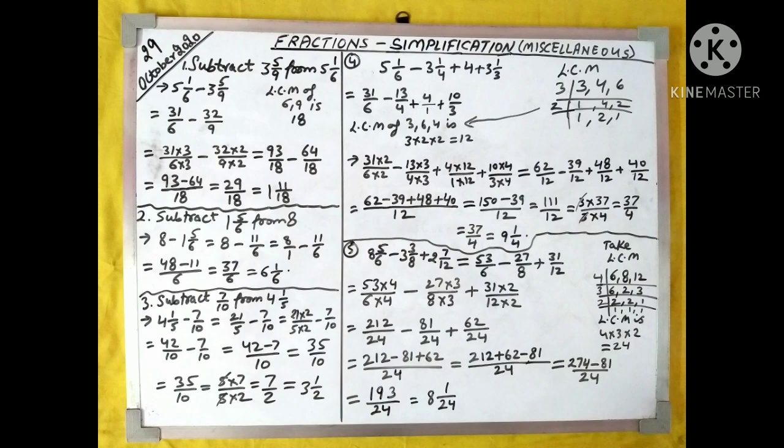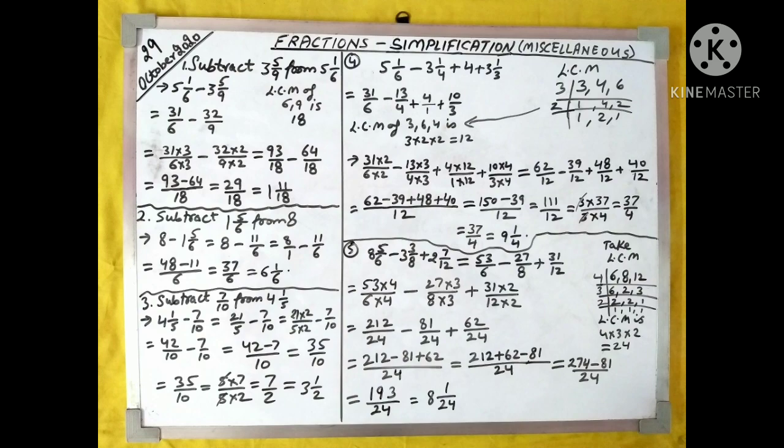Now the second question is subtract 1 5 by 6 from 8. So I will write 8 minus 1 5 by 6, 8 minus 11 by 6. Below 8 we can write 8 by 1 and we can take the LCM of 6 and 1. We'll get 6. So we can easily solve it and we get the final answer as 37 by 6, which can be written as 6 1 by 6. Next is subtract 7 by 10 from 4 1 by 5. So we get the final answer as 7 by 2, which can be written as 3 and a half.